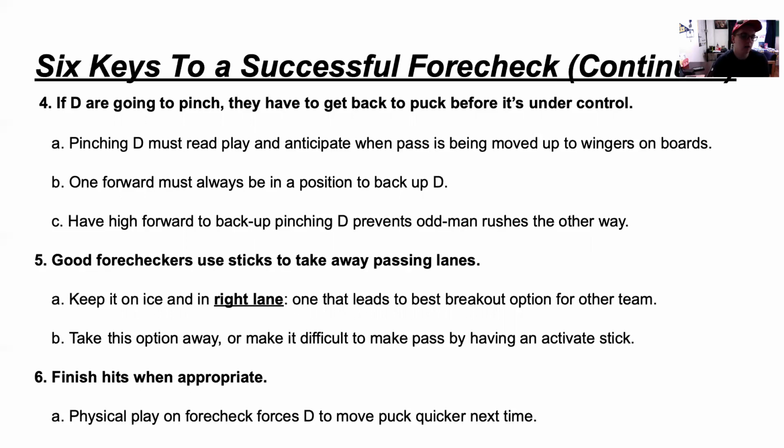The fifth one, good forecheckers use sticks to take away passing lanes, okay? Like with us in the penalty kill, like we were just talking about power play and penalty kill a little bit yesterday, they're going to try to take your stick lanes away, but we need to do that in the forecheck. So maybe get down and use that stick. We have to make sure we're blocking the lane so the puck can't get out easily. Taking this option away makes it difficult to make a pass with an active stick.